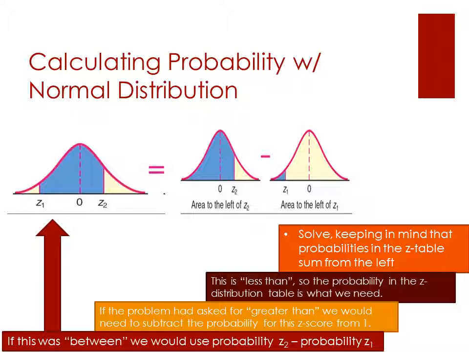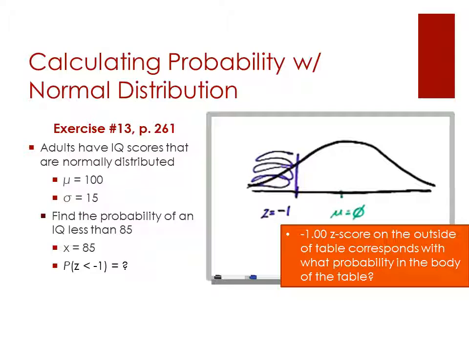The only difference is we've got to take our x and convert it to a z-score first. That is the only real difference here. Okay, so we've got a -1 z-score on the outside of the table. Go through and make sure you can find that corresponding probability. Pause the video here and make sure you get the proper probability in the middle.